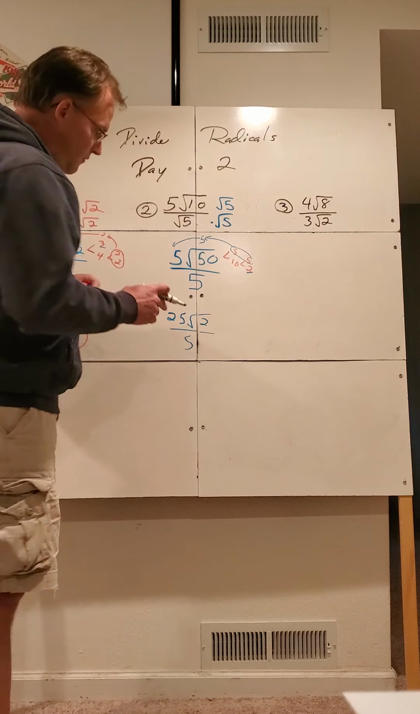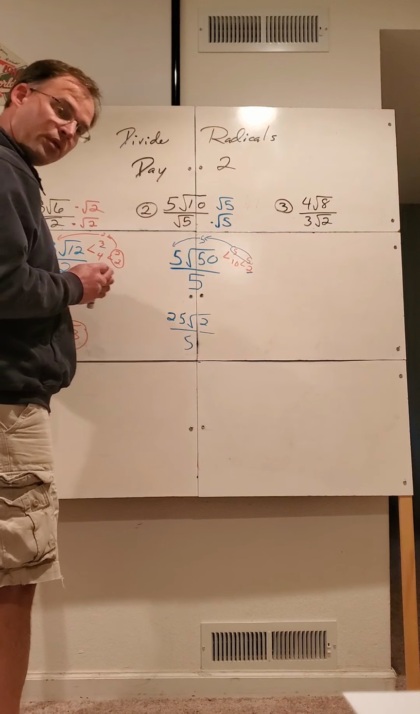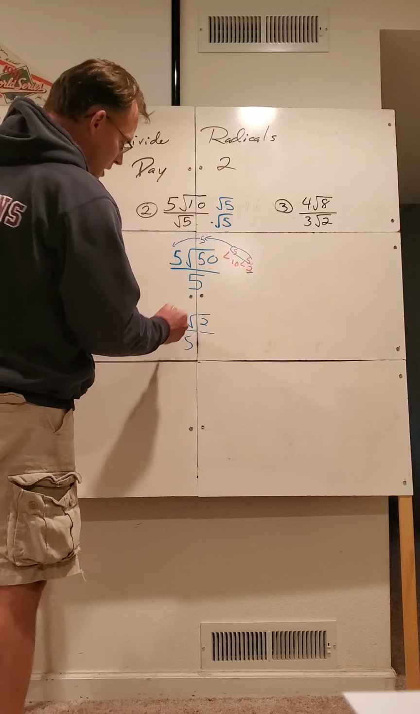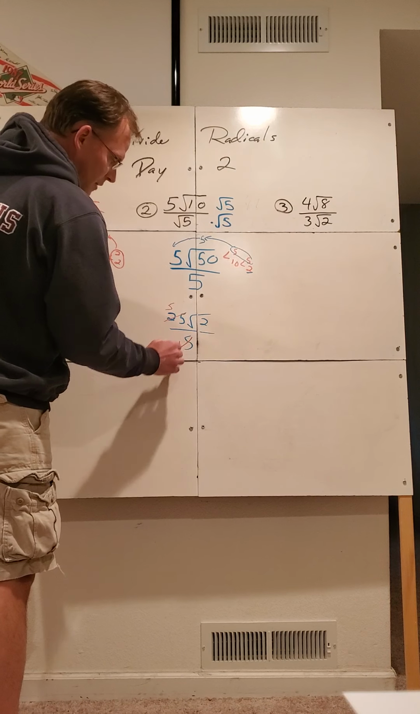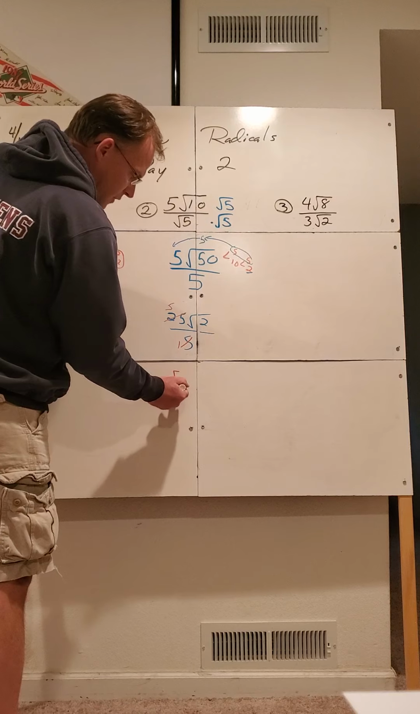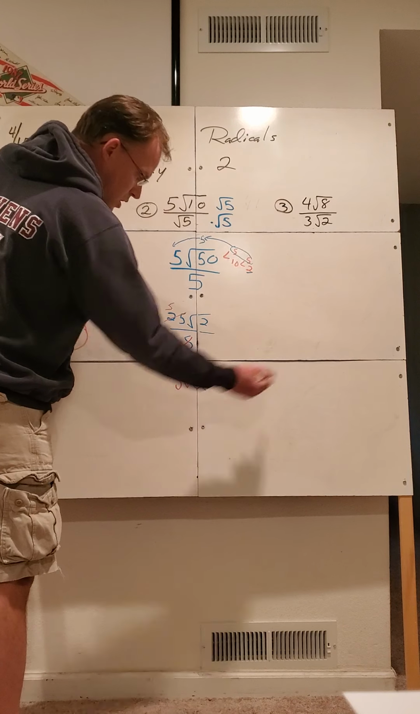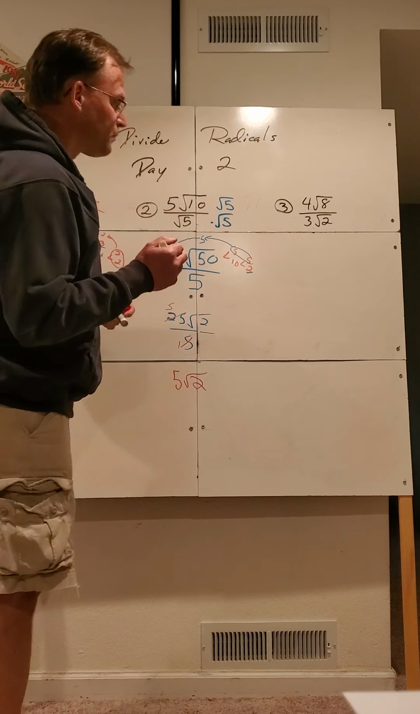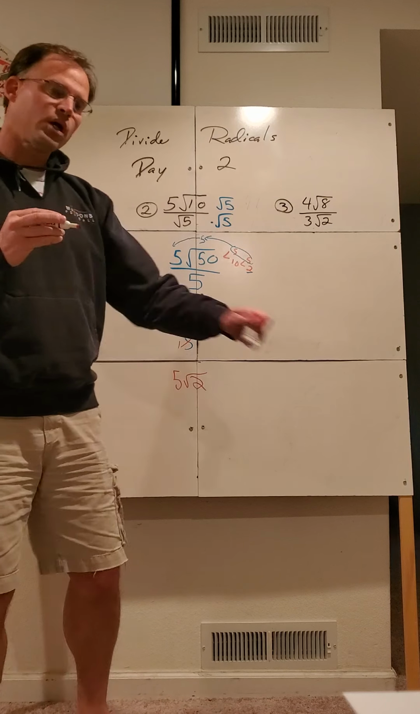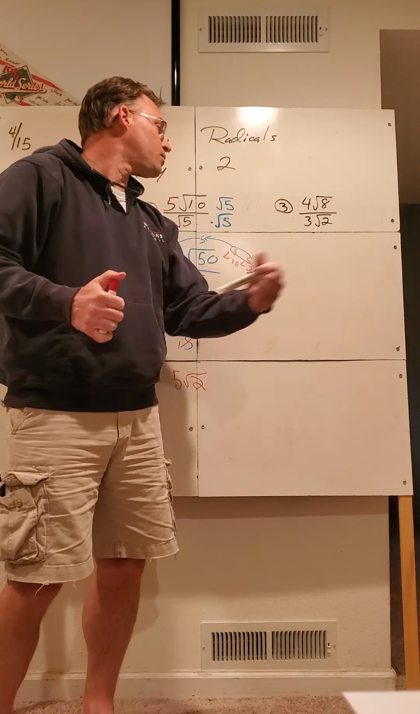Simplify your whole numbers if you can. 5 goes into both of those. Easy peasy. Divide by 5. Divide by 5. And my answer is 5 root 2.